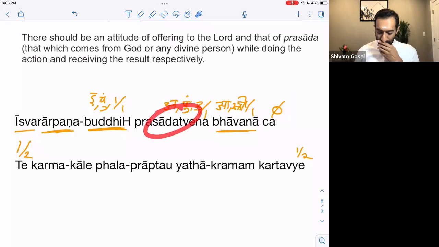Now this third case is a funny third case. This is what we call an Ittham bhute tritiya. Ittham bhute gives the sense of in the form of. So sometimes we see this ittham bhute tritiya, it's in the form of something. So the bhavana, the attitude in the form of prasadatva, of prasada.